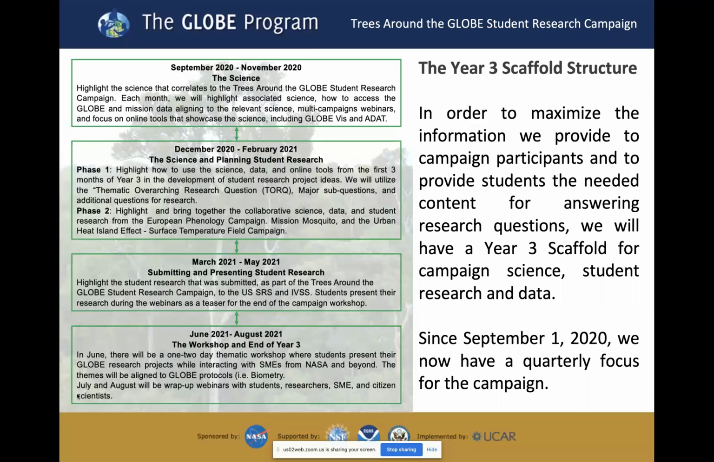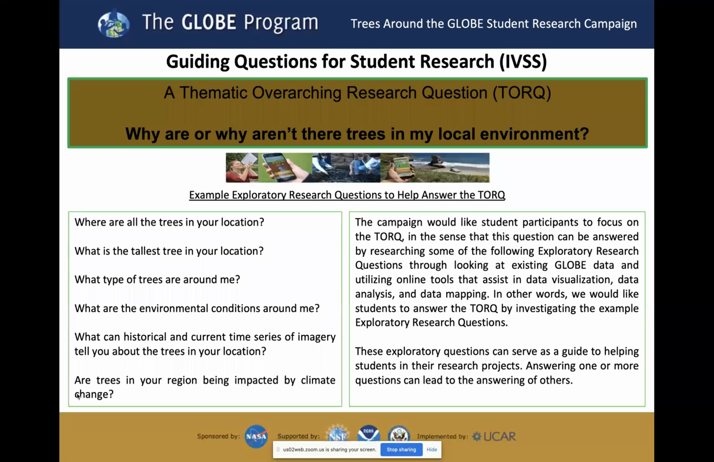And you can find all this on the website, and there's a link to the website later on that you can write down and check out later. But here's this question that I was talking about, the thematic overarching research question. The big question for the campaign is why are or why aren't there trees in my local environment?